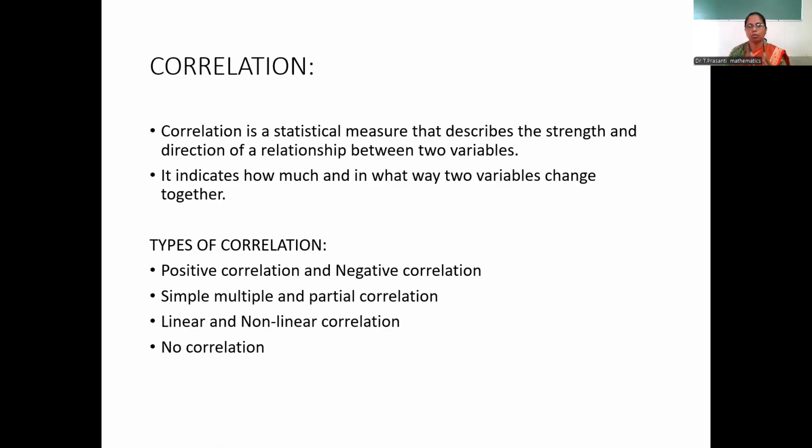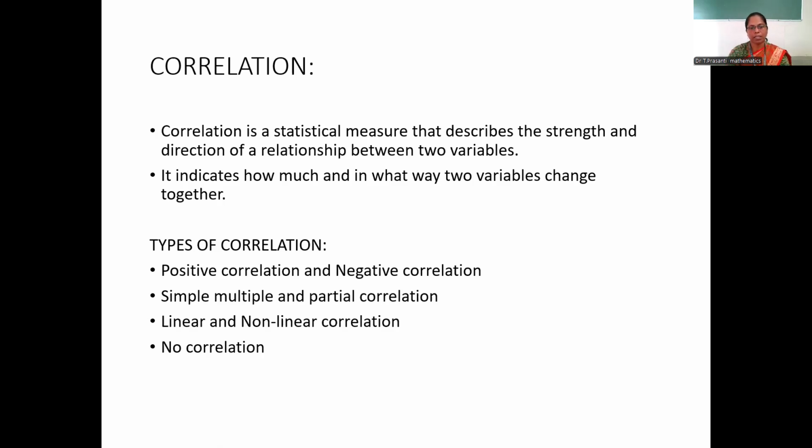So you should have clarity here to understand positive correlation. That is, both the variables are moving in the same direction, either increasing or decreasing. It is called positive correlation. Or one variable increasing, another decreasing, so both the variables are in opposite direction. That is called negative correlation.